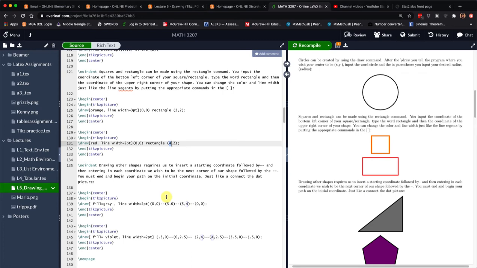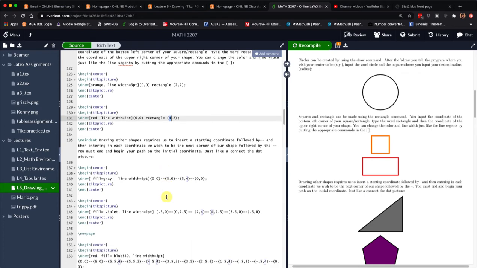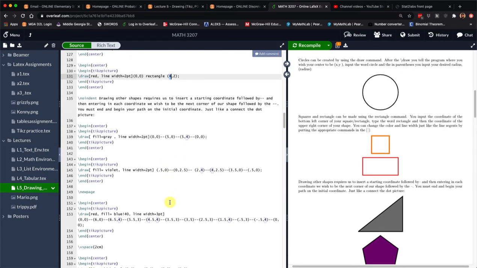Triangles are not always as easy, and other shapes aren't as easy. There are some functions that will draw them. I'm not going to go into them here, but if you need to draw hexagons or some other kind of specialized shape, you can do that. So this is where the connect the dot feature comes into play.